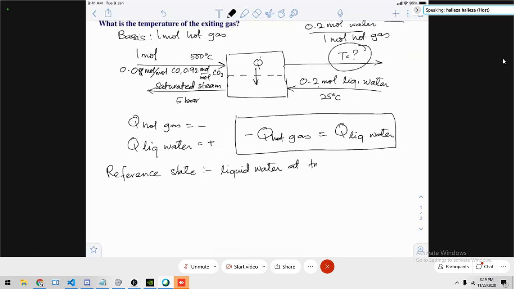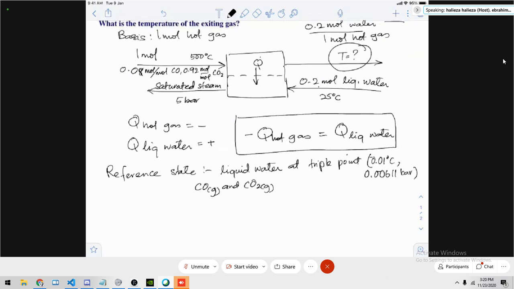You can write triple point, or you can also write the temperature, which is 0.01 degrees C and 0.00611 bar. Yes, bar. That is your reference state condition for liquid water. Now you have the hot gas. You have two gases here: carbon monoxide gas and carbon dioxide gas.